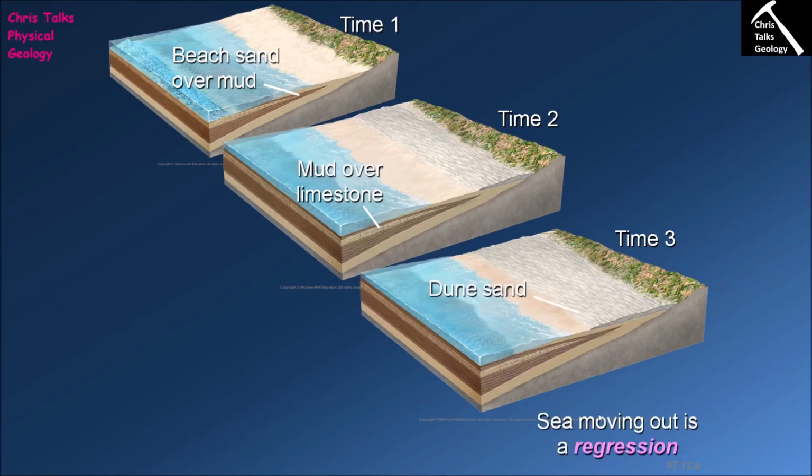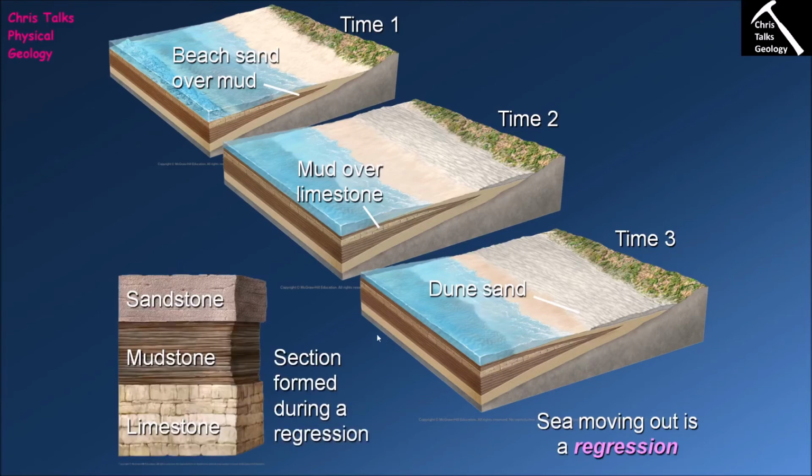And as mentioned, this process is called a marine regression. This is going to produce a reversal in the sequence of rocks that we saw. So at the bottom, we're going to have our limestone, which represents this layer right here. Then after our limestone, we're going to have a muddy layer, which is represented by the mudstone here. Then on top of the mudstone, we're going to have this sandy layer, which is represented by the sandstone.